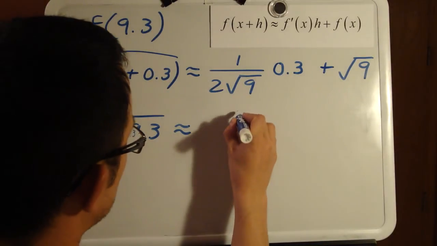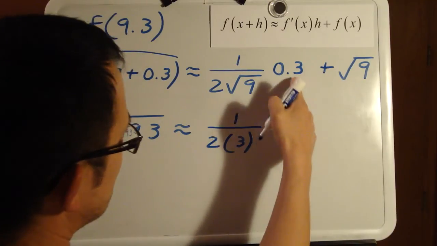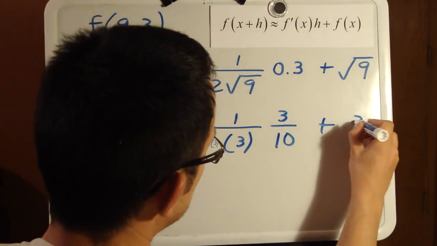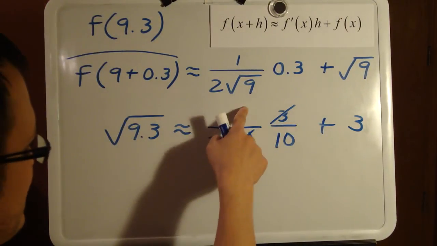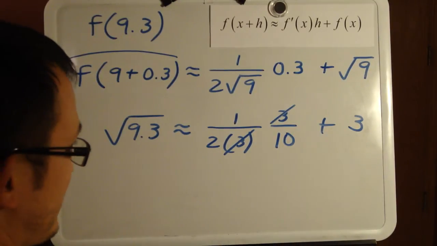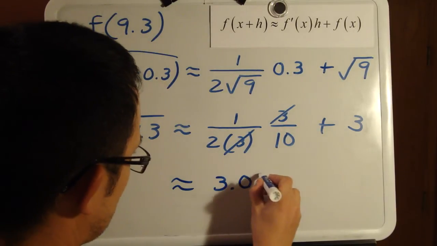So if you just figure this out, this will be 1 over 2 times 3, and this is 3/10. I'm just simplifying here. This is pretty simple math. So this will be 1/20 that we have here, and that's what we have to add on to 3. So this will be about equal to 3.05.